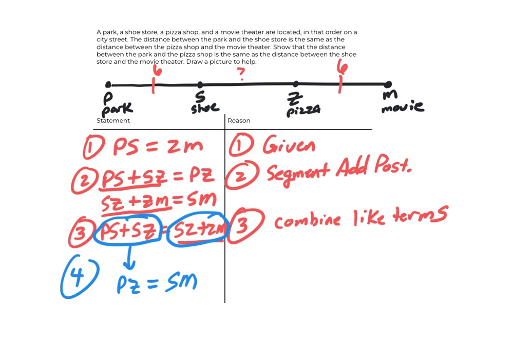What's my reasoning here? What did we do? This is a property from yesterday. If these two are the same thing, I can take PZ and replace this. What's another word for replace? Substitute. Yeah, you're substituting it in. So this would be the substitution property of equality. A little bit tricky proof, a little bit different than some that we've done.